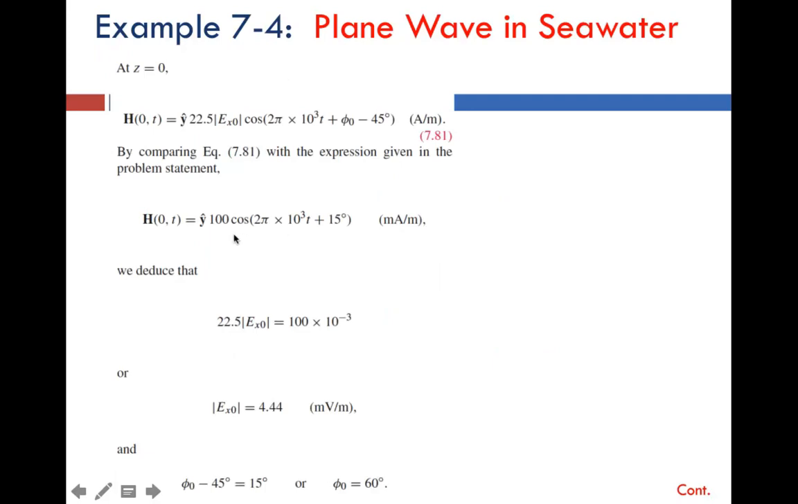So now you might remember that given in the problem, our phase angle was 15 degrees. So if you look at the phase angle that we got when we calculated from the electric field, what we got was phi sub 0 minus 45. So phi sub 0 minus 45 would have to equal 15. So phi sub 0 would have to equal 60 degrees.